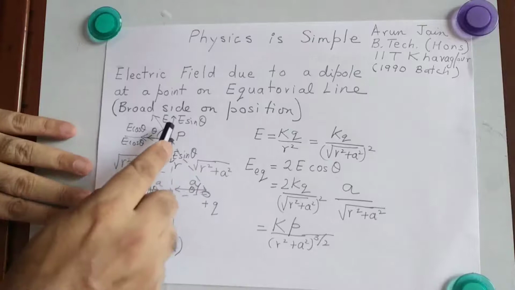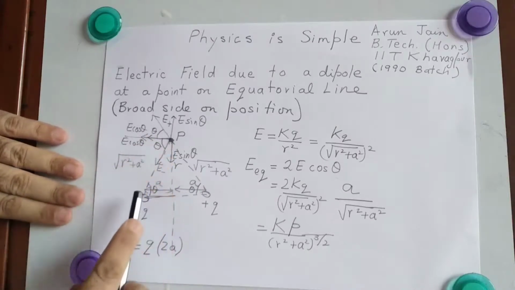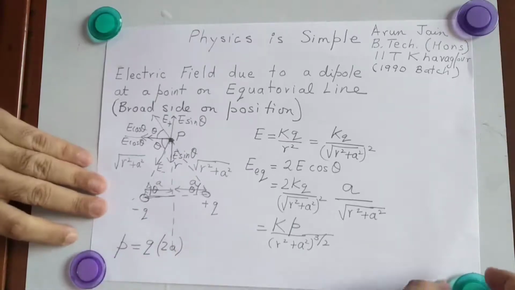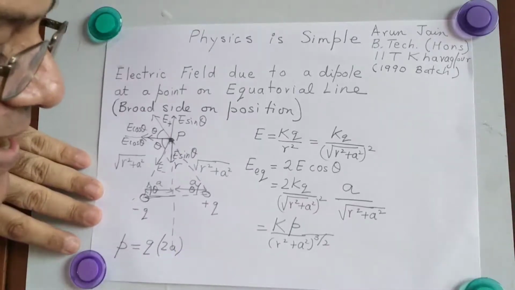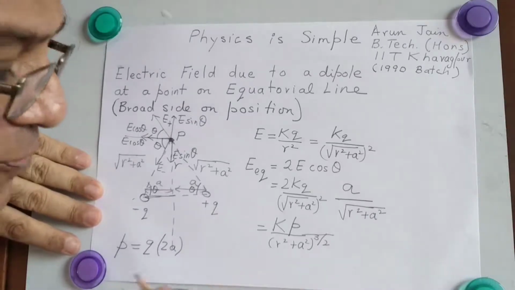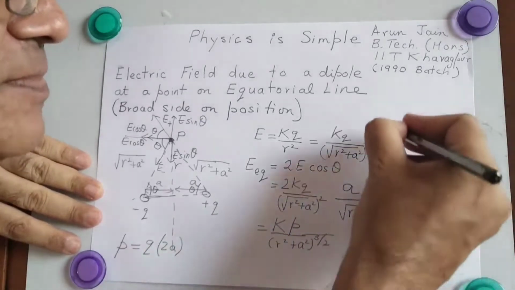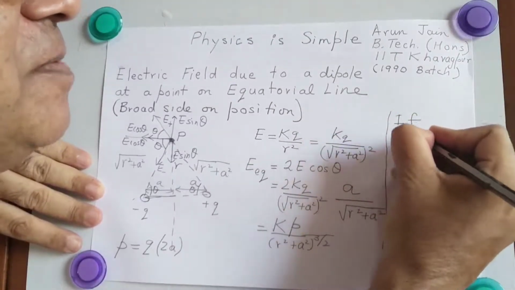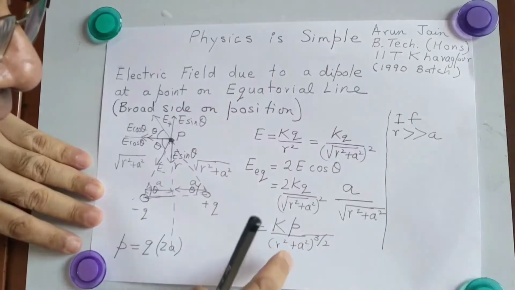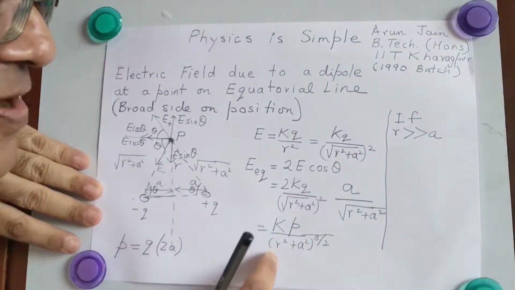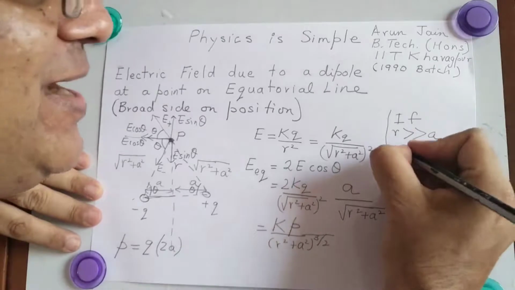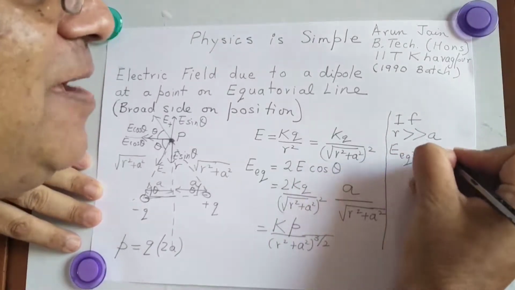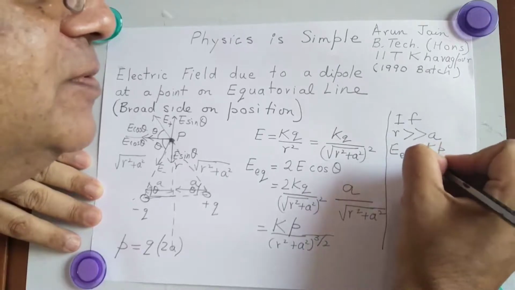This distance r of point P will typically be large and this a will be small because 2a itself is small. So we can neglect a with respect to r. If a is much less than r, then if we neglect that a here, we get r cube. So we get the electric field at an equatorial point as kp by r cube.